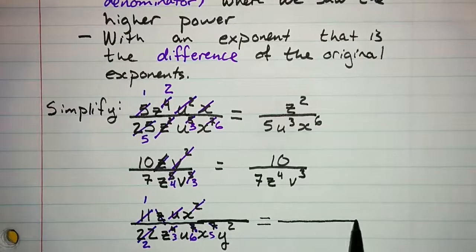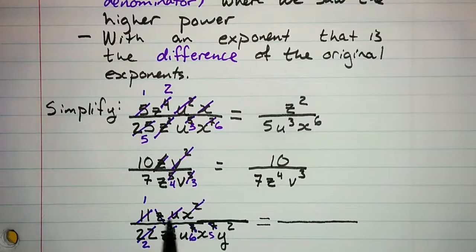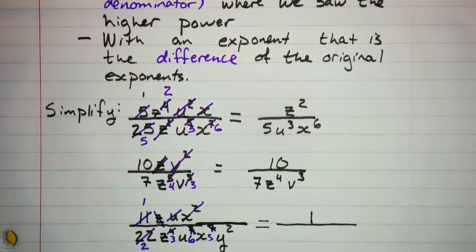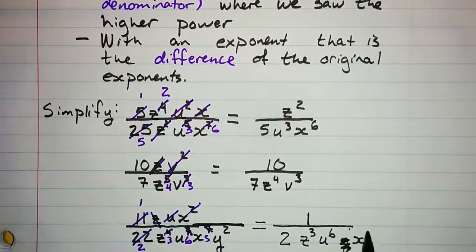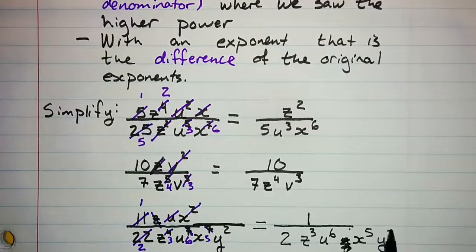All right. What's left of my numerator? I've canceled everything. When I've gotten rid of everything by division, all that's left is the number 1. In the denominator, I'll have the coefficient 2, z cubed, u to the sixth, x to the fifth, y squared.